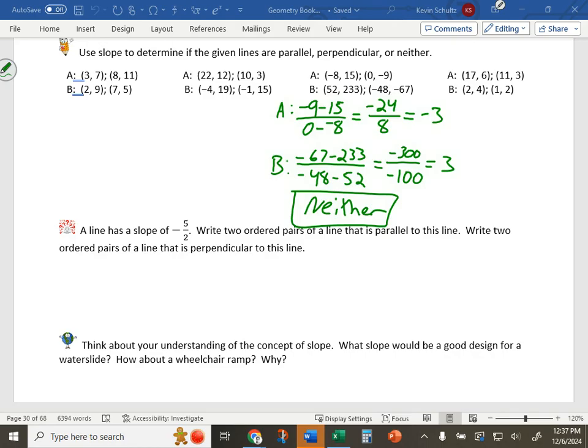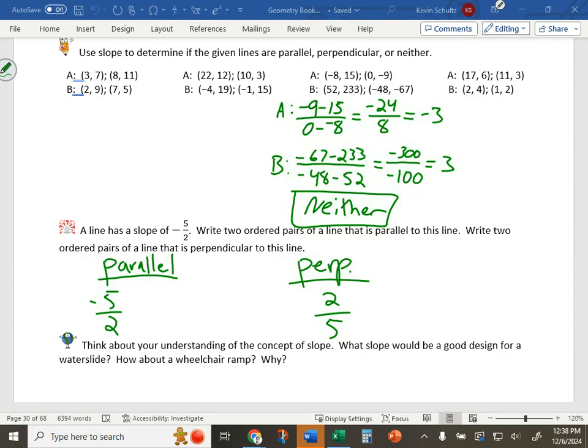The brain buster says a line that has a slope of negative 5 halves. Write 2 ordered pairs of a line that is parallel to this. Write 2 ordered pairs of a line that is perpendicular to this. So, for the parallel line, you're writing 2 ordered pairs that when you put them into this slope formula, will still give you negative 5 halves. So your y2 minus y1 over x2 minus x1 should result in negative 5 over 2. Okay? For the perpendicular, your ordered pairs, when you plug them into the formula, should end up equaling what? Positive 2 over 5. Okay? So you're writing ordered pairs that when you put them into the formula, gets you a slope of negative 5 halves for the parallel line. And the second set of ordered pairs that when you plug them into the formula, gets you a slope of 2/5 for a perpendicular line.